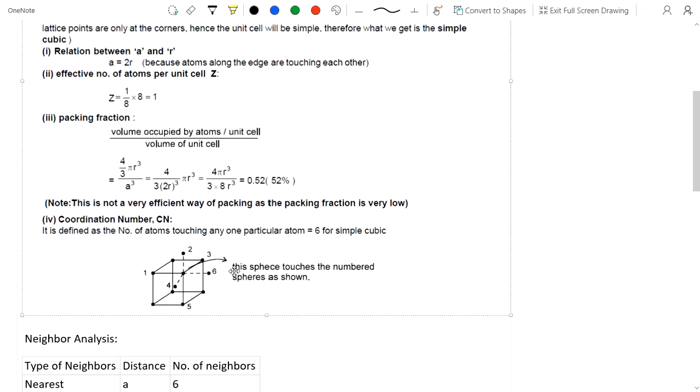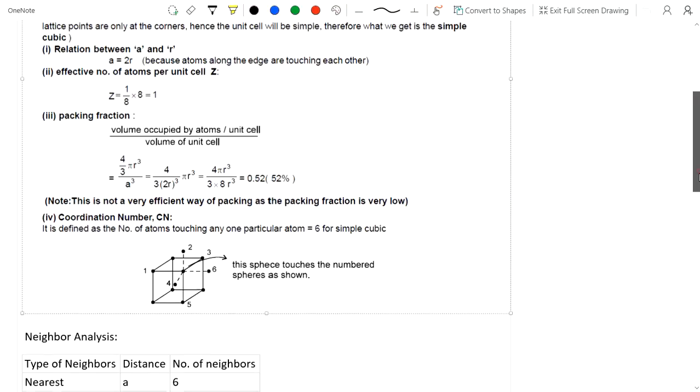So let us take a reference point as this one. If this is your reference point, the atoms that are going to touch this particular atom are 3, 5 and 1, which belong to this particular unit cell. Apart from that, the atoms from adjacent unit cells are also going to be touching this atom. The atom marked 6 is going to be right beside this unit cell. Similarly, 2 is the atom directly on top of this atom, and 4 is an atom just in front of this atom. So there are 6 atoms touching this reference point. That is why we say that the coordination number in this case is equal to 6.